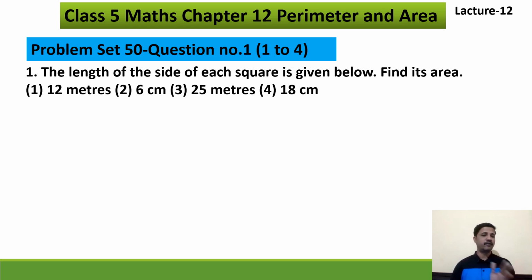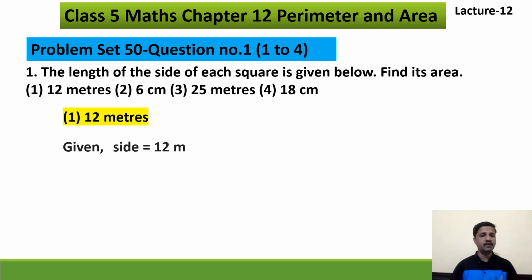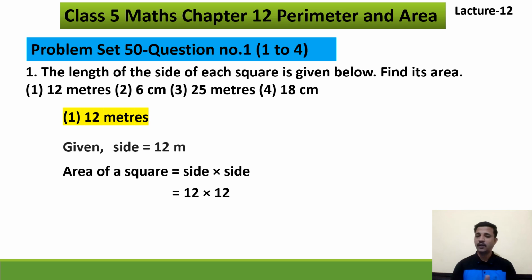First we solve this one. The length of the side of the square is 12 meter. Our formula is area of square equals side multiply side. So the given side is 12 meter, correct? Area of square equals side multiply side, that is 12 multiply 12. 12 twos are 24.